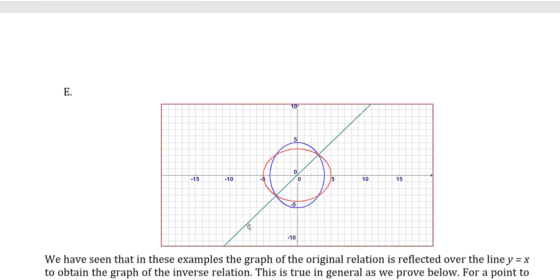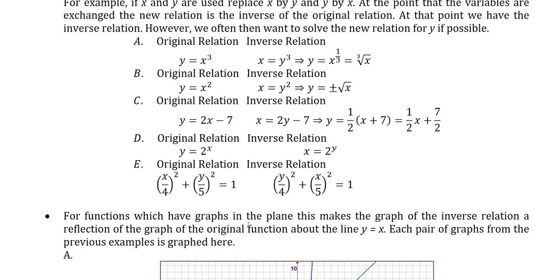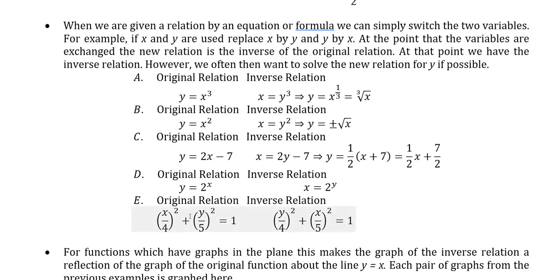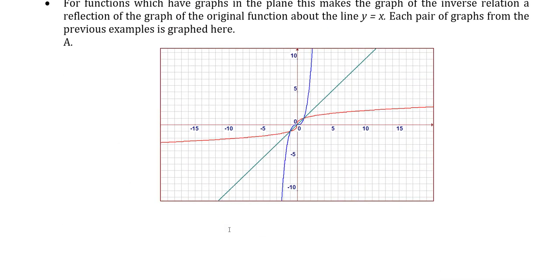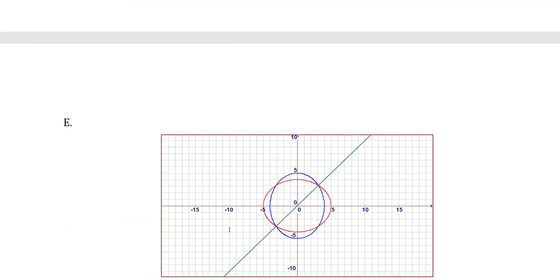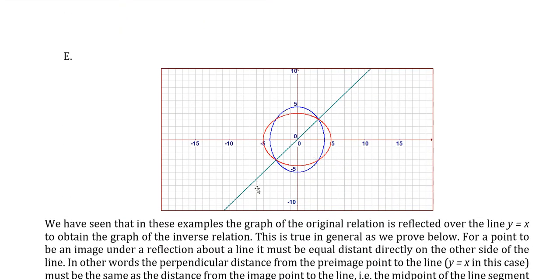Here are two ellipses that we had in the last one. The original one, x over 4 squared plus y over 5 squared equals 1, that's the blue one. And you reflect over this line y equals x, you get the red one here.